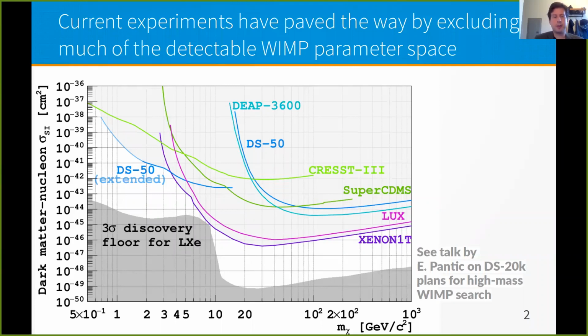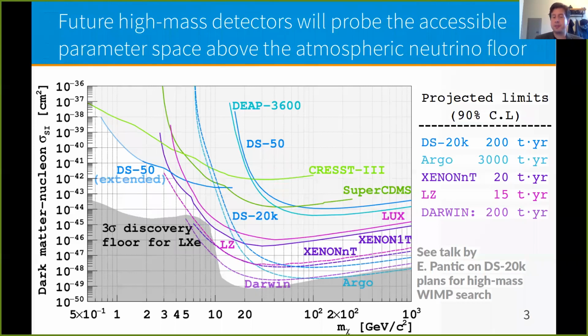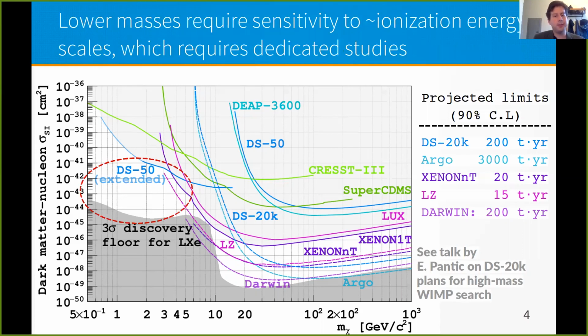So to start, here is the current state of excluded dark matter parameter space for WIMPs. You can see that current experiments have paved the way for our future plans. And in particular, at high masses, there is a solid course of action being planned to search for dark matter down to the atmospheric neutrino floor, which will ultimately culminate in the Darwin and Argo experiments. The Global Argon Dark Matter Collaboration is also planning DarkSide 20K. For more details on this, please see the talk by Dr. Amelia Pantic. Below 10 GeV, we're planning to build the DarkSide-LowMass experiment, which will probe down to the solar neutrino floor.